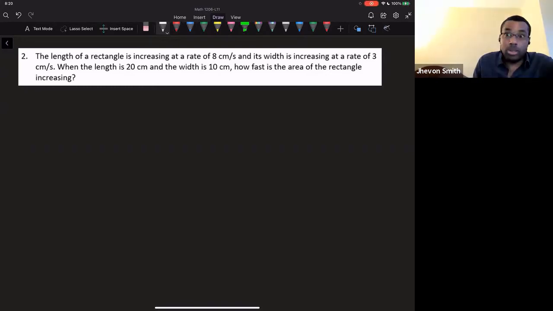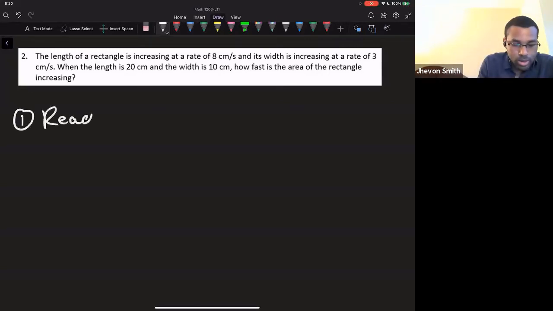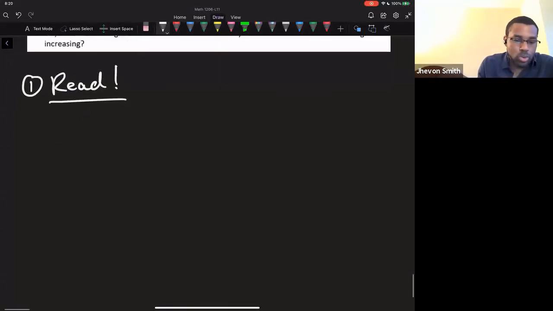So what do I do? I don't know. Panic. No, we don't. One, I realize that this is a related rates problem, so I automatically know what 6 steps I should go through. So first one is, of course, to read. All right, cool. The second one is diagram.